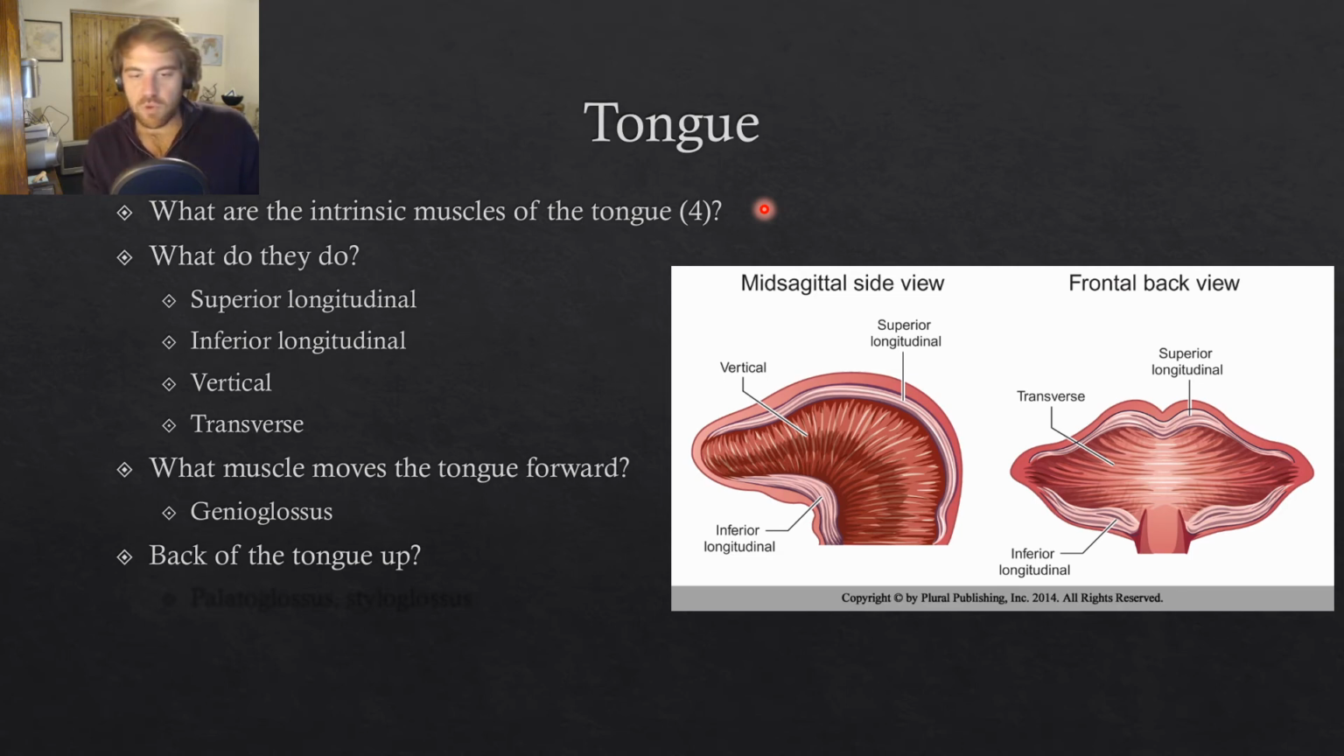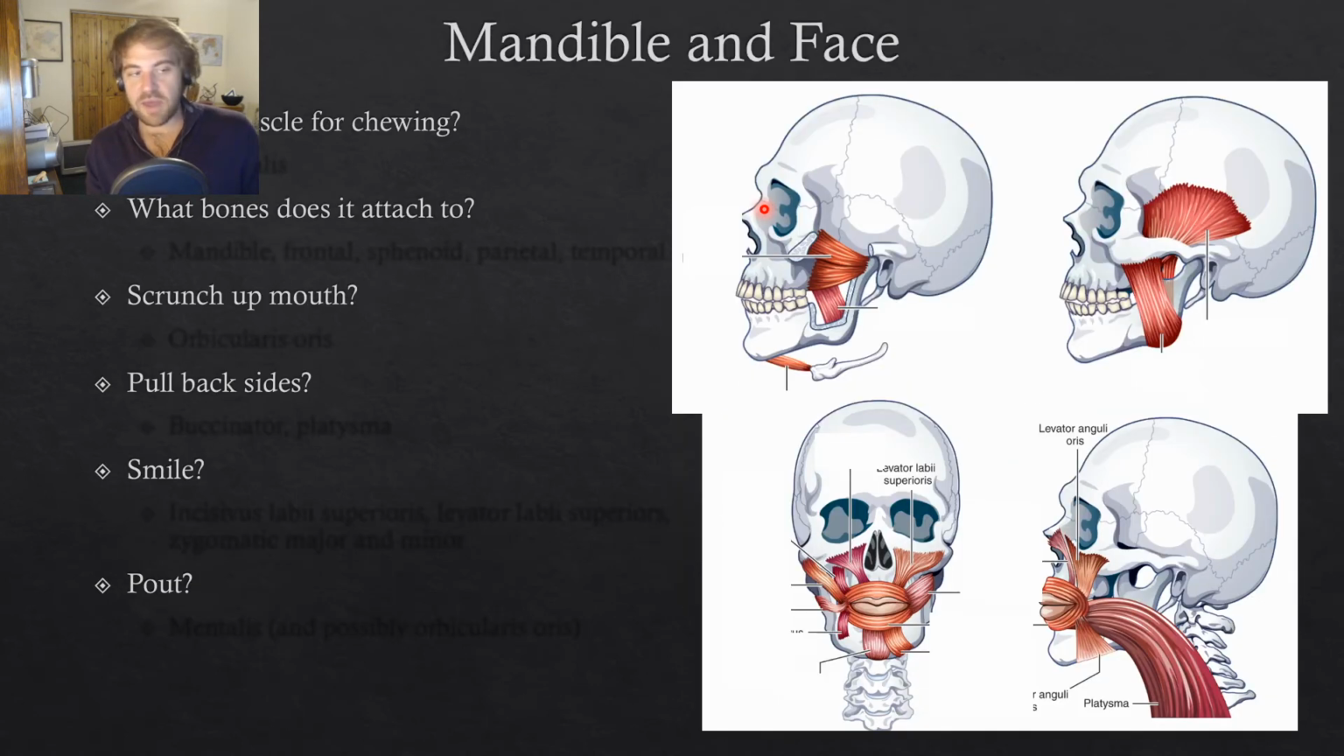Okay, what about pulling the back of the tongue up? Well, that's going to be the palatoglossus and styloglossus. All right, that's it for the tongue muscles. Great. Let's talk about the mandible and the face.